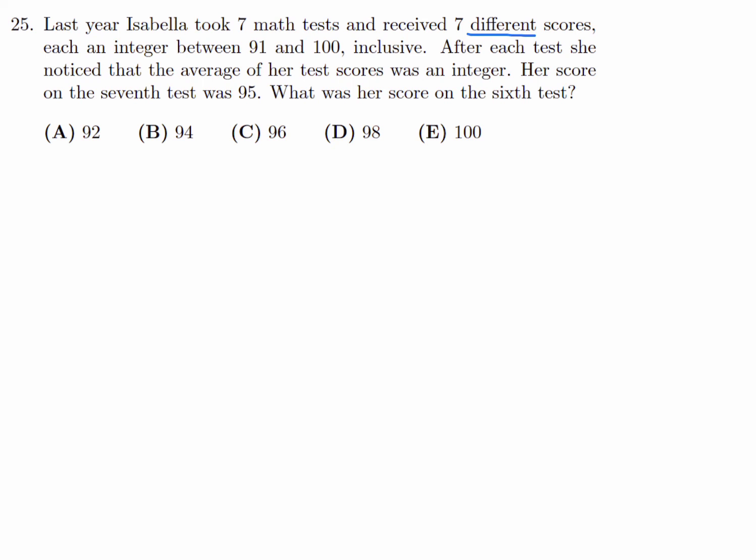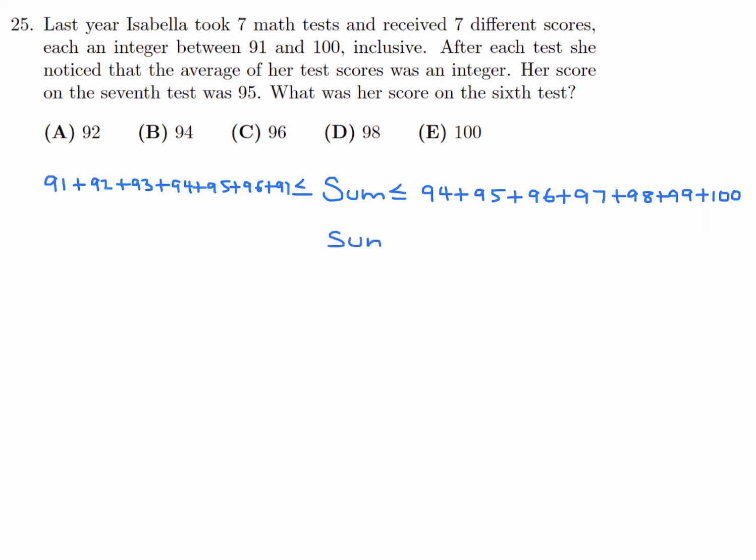All right, there's 7 different scores. So that means the sum of all the 7 scores, the largest it could be and the smallest it could be, are as follows: 91 plus 92 plus 93 plus 94 plus 95 plus 96 plus 97. That's the smallest. And then the largest would be 94 plus 95 and so on. So adding these up, the sum is going to be 658 on this side and 679 on this side.